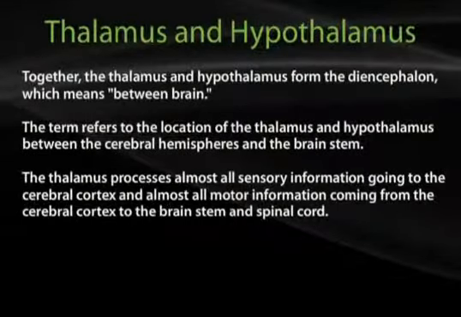Together, the thalamus and hypothalamus form the diencephalon, which means between brain. The term refers to the location of the thalamus and hypothalamus between the cerebral hemispheres and the brainstem. The thalamus processes almost all sensory information going to the cerebral cortex, and almost all motor information coming from the cerebral cortex to the brainstem and spinal cord. The only sensory system that does not use the thalamus to bring information to the brain is the olfactory system. The olfactory system bypasses the thalamus. It is the only sensory system that does not go through the thalamus.